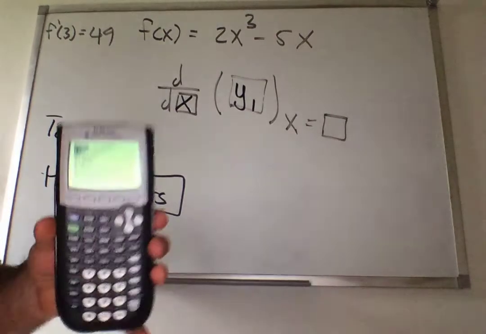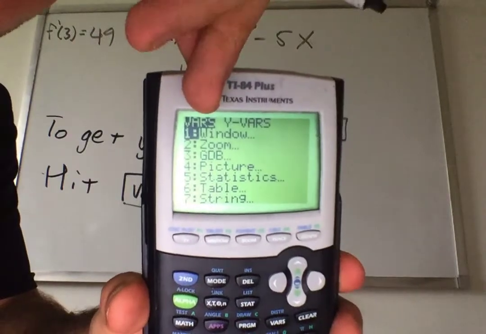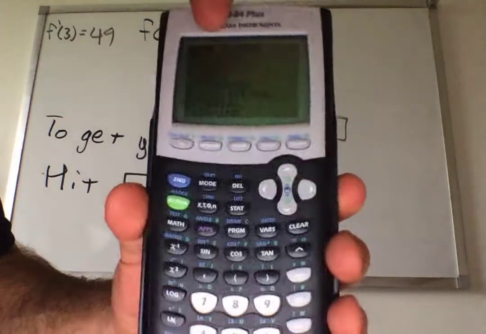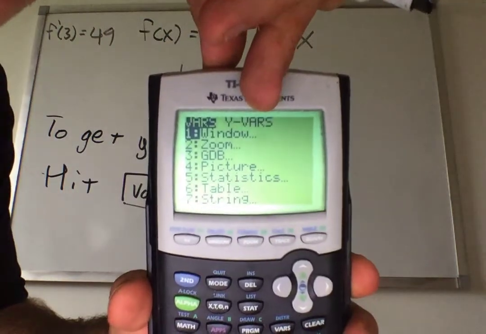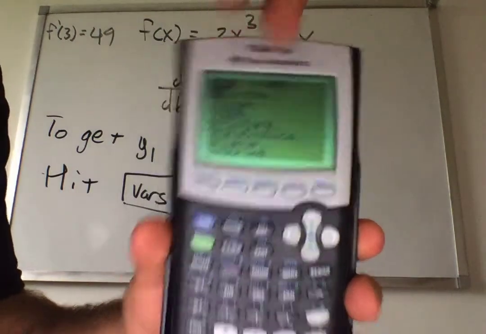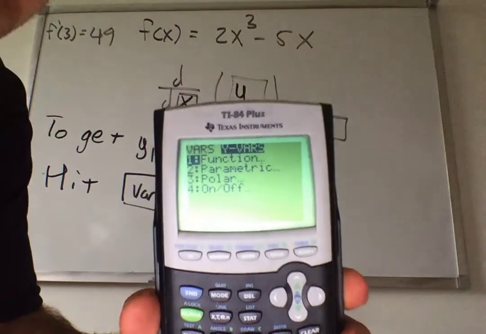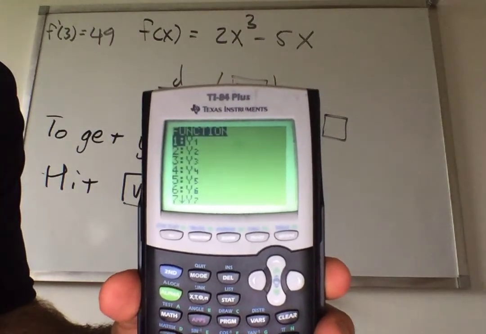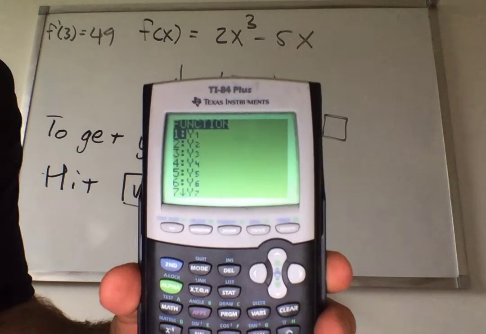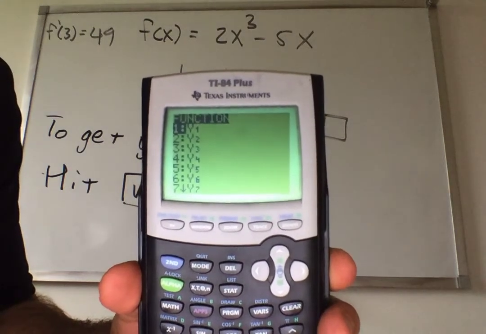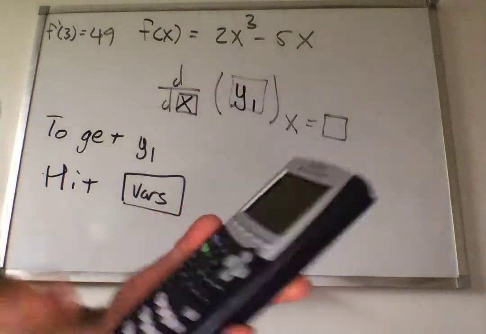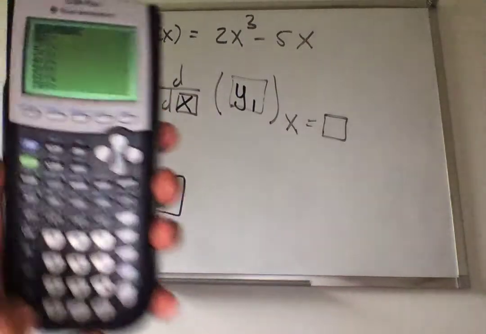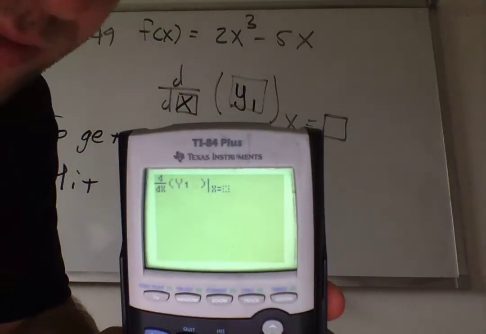And then you're going to see the window. It says vars and it says y vars. You want y vars, so I'm just going to click right. Y vars. I'm going to go to function. And then there's all my y1, y2, y3, and so on. So y1, oh, I forgot to put my variable. There we go. So it's going to look like that.